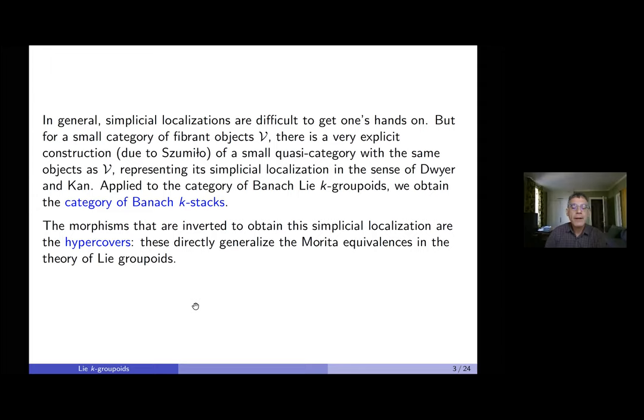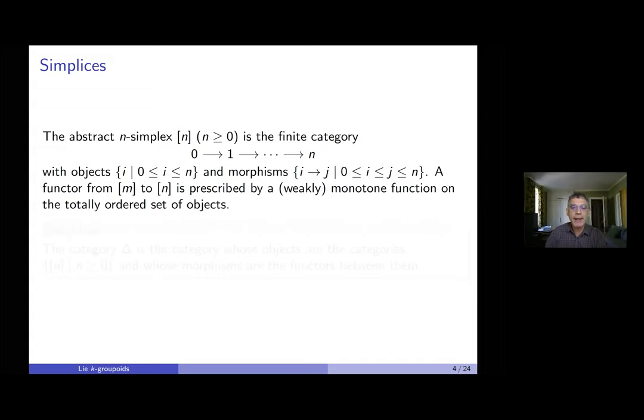So let me review a little the simplicial language that I'm going to be using. The idea is that simplices are just very special small categories. And we use them basically to test our categories and produce, in the language of Grothendieck, presheaves that represent the category. For those of you who are more category oriented, I think what one says is that the category of simplices is a generator for the category of categories.